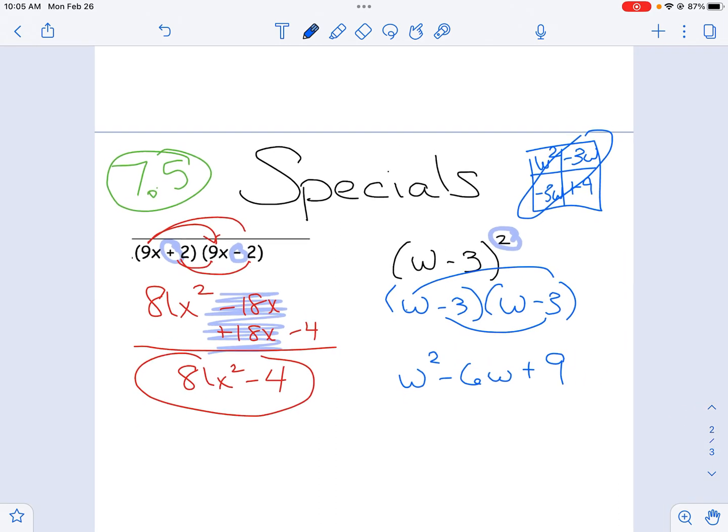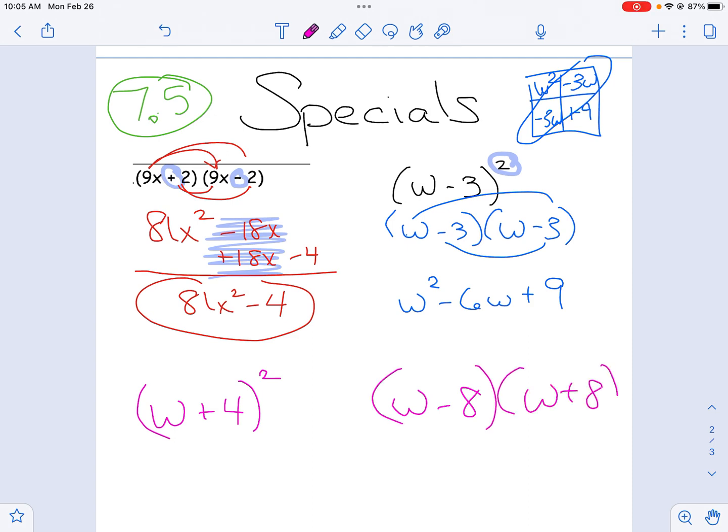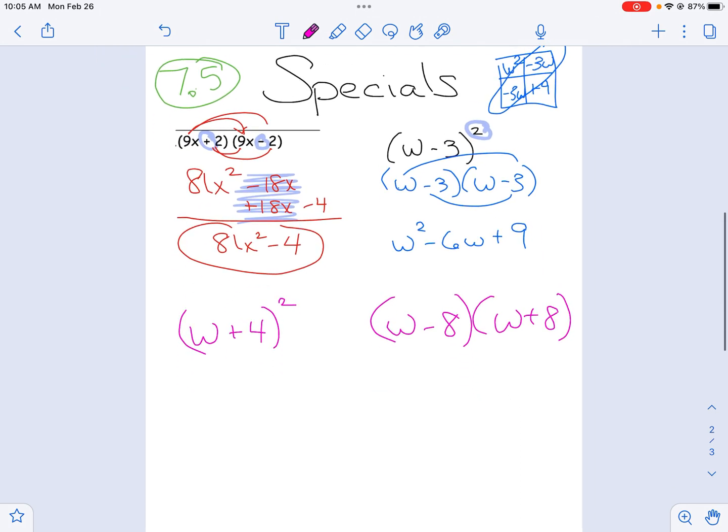What I am hoping is on the specials that you notice them right away so that you will know whether or not you need to show any work. I'm hoping that you don't. So let me give two more examples. Let's say I give you W plus 4 squared, and over here I give you W minus 8, W plus 8.